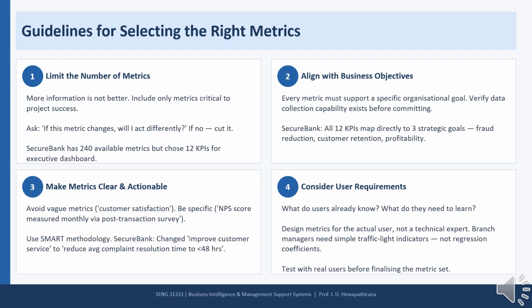The fourth guideline is, consider user requirements. The best metric in the world is useless if the person looking at it cannot interpret it. A branch manager needs a simple red, amber, green indicator, not a regression coefficient. Design metrics for the people who will actually use them. And before you finalize your metric set, test it with real users. Their feedback will almost always reveal gaps or confusion that you did not anticipate.